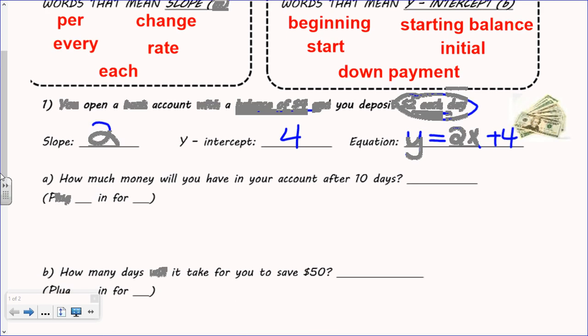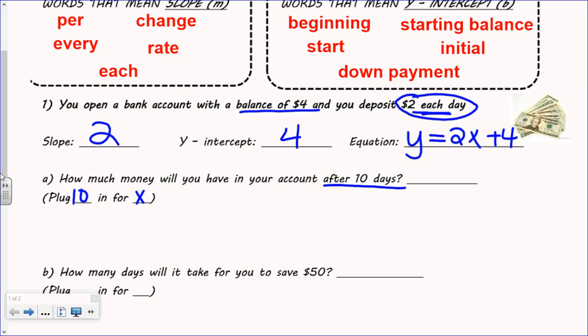So part A is asking how much money will you have in your account after 10 days? And so the 10 days is your x value, because that's what we don't know. So in this case, we're going to plug in 10 for the x value, and then we're going to figure out how much money you'll have in the account.